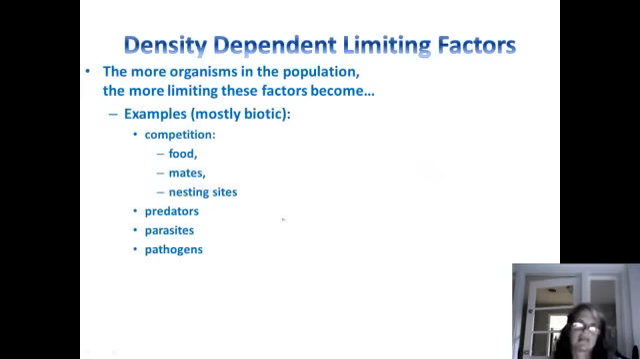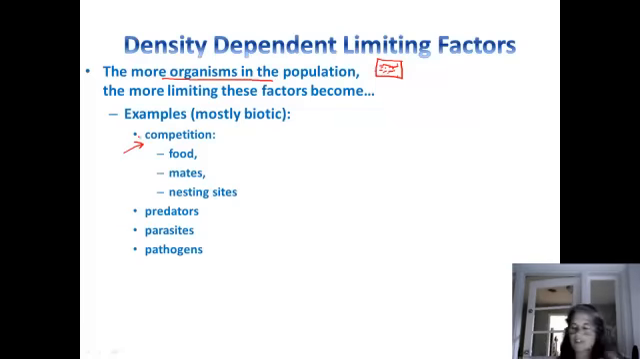So let's look at some of these examples. Density dependent. The more organisms in the population, the more dense, so we're talking about, whoa, we got all these guys in this population here. The more limiting these factors become, and the more effect these certain limiting factors are going to have. For example, the more critters you have in your population, the more they're going to compete. Remember, members of a population are competing for the same things, the same food, the same mates, the same kind of habitat, nesting sites, things like that. So competition is going to be huge.